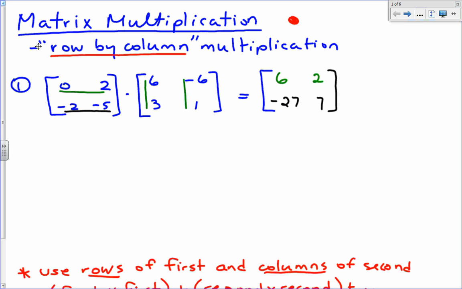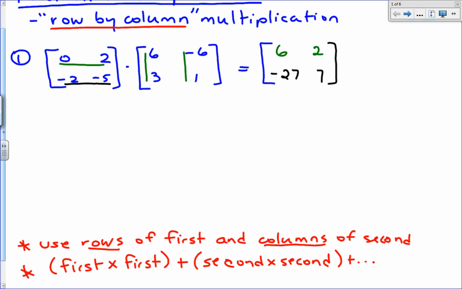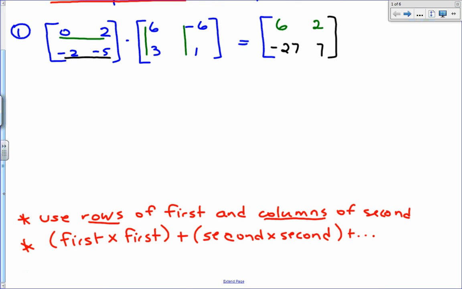So if we scroll down here, we see these two steps. I'm using the rows of the first and the columns of the second. And what I'm doing with them is first number times first number plus second number times second number, etc. And depending on the size of the matrices, I might have to continue doing that. Okay, so it's first times first plus second times second, and it's the rows of the first one with the columns of the second one.